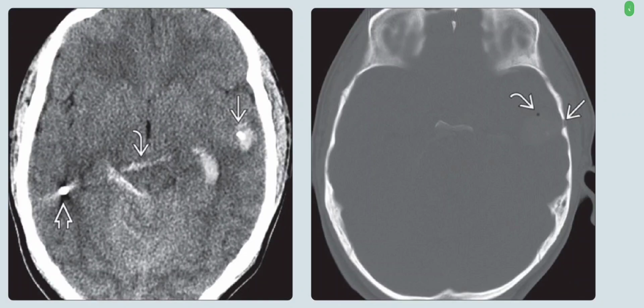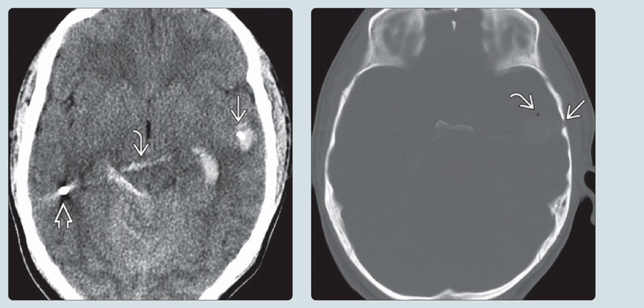So, starting with the cases of missile and penetrating injuries. Left is the axial non-enhanced CT scan, and it shows a small caliber, low velocity injury. A bullet fragment is present in the left temporal lobe with minimal adjacent hemorrhage. A narrow hemorrhagic tract is seen extending through the midbrain, with a second fragment embedded in the right temporal lobe. Regional subarachnoid and intraventricular blood is also noted.